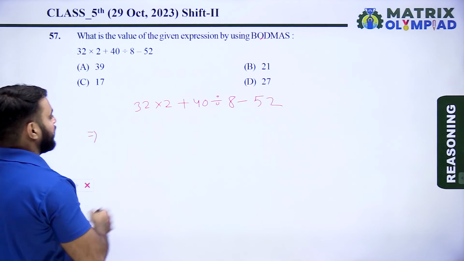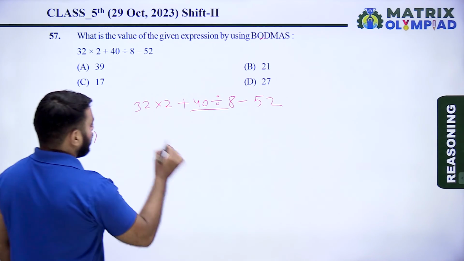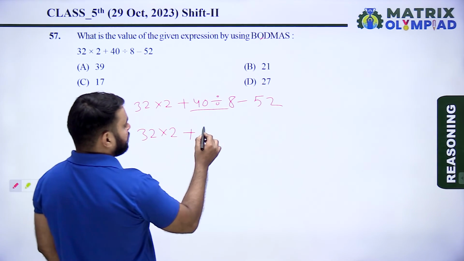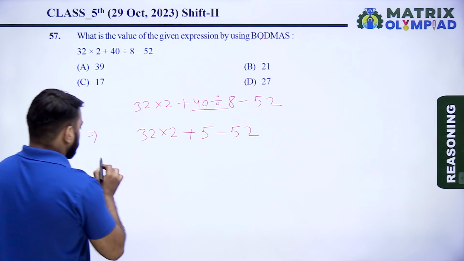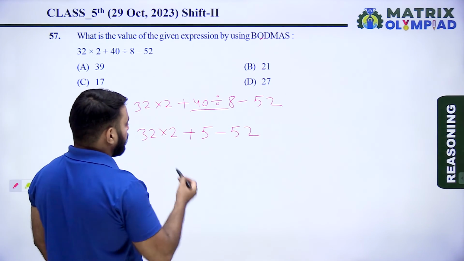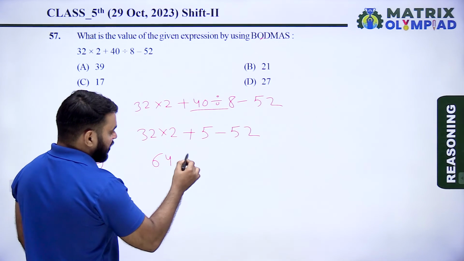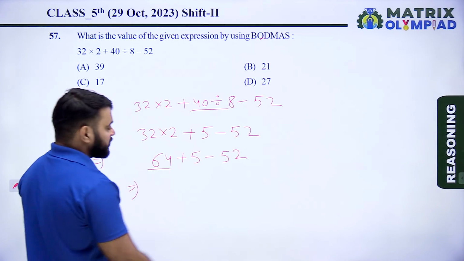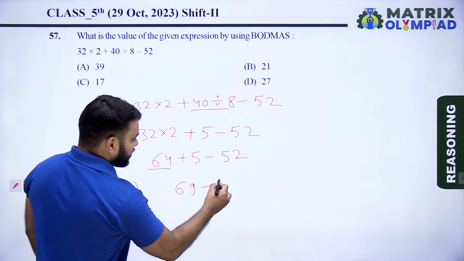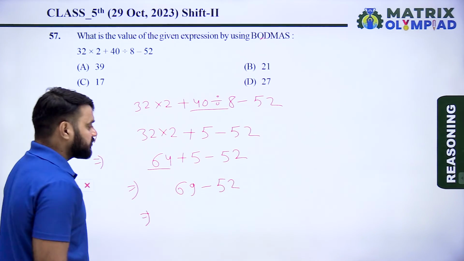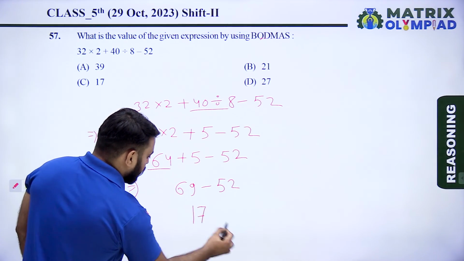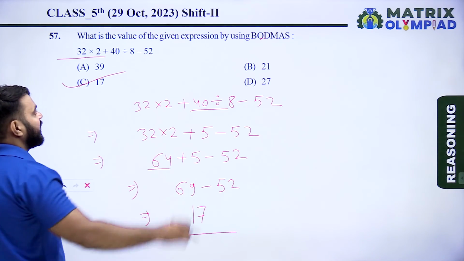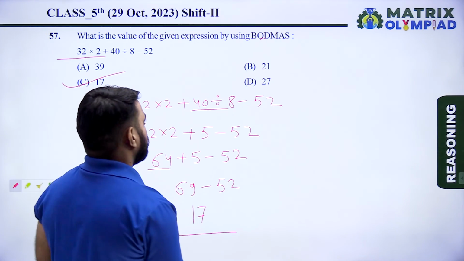So using the BODMAS rule in this expression, first divide the numbers. So 32 multiplied by 2 plus 40 divided by 8, it means 5, minus 52. Now multiply the numbers. So 32 multiplied by 2 means 64 plus 5 minus 52. So 64 plus 5 means 69 minus 52, it means 17. So the value of this expression is 17. So here option C is the correct answer of this question. So let's move on to the next question.